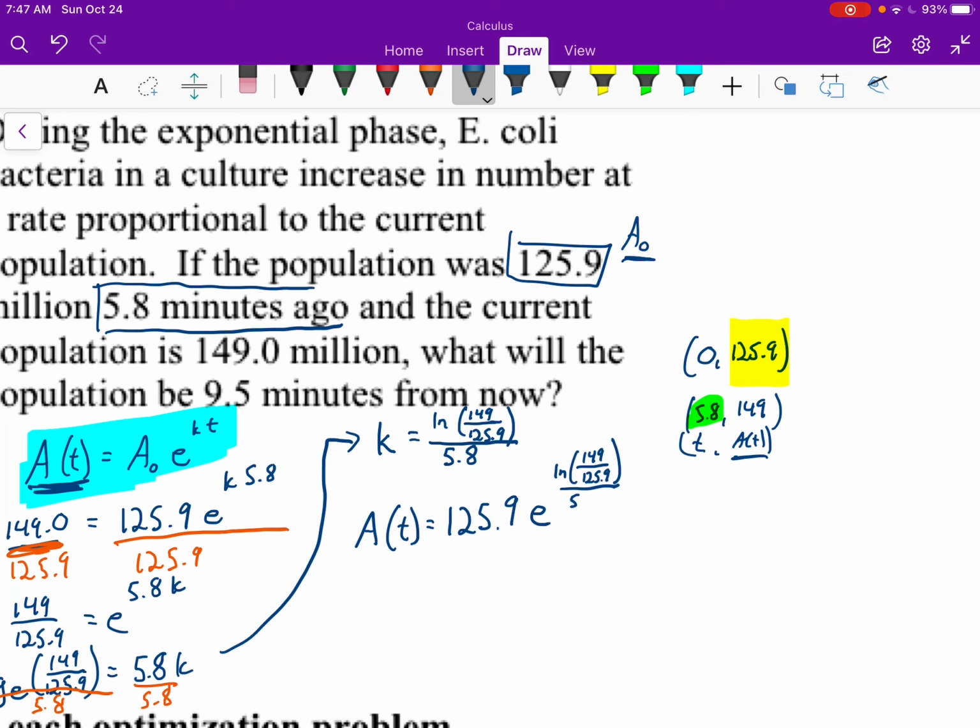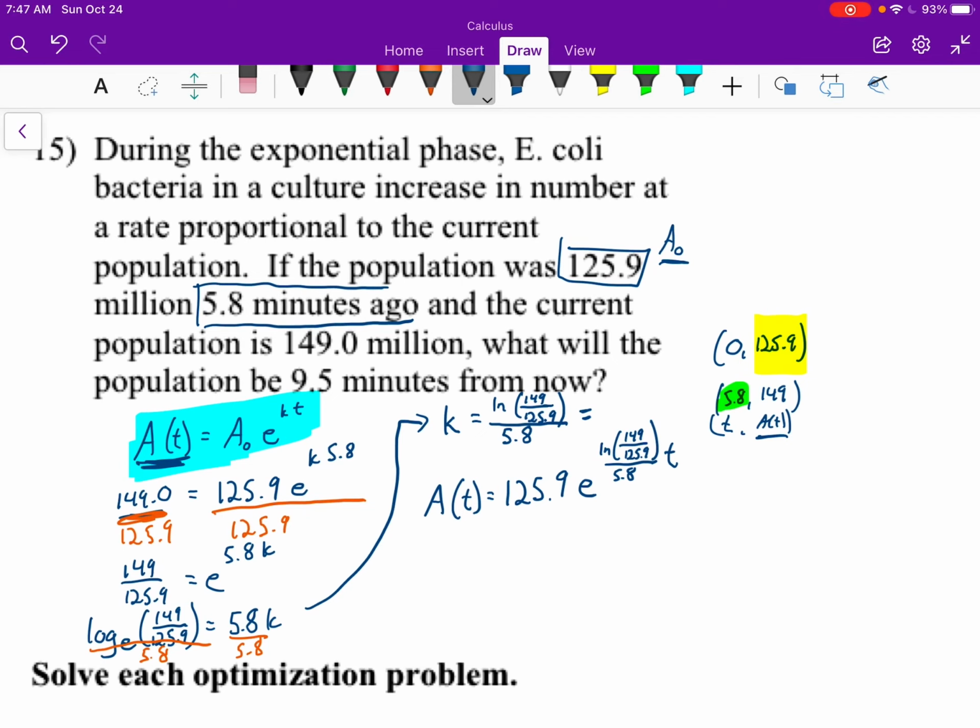over 5.8. I will say, when you get to this step above, you could go ahead and figure out what that equals on your calculator. That might help instead of writing this whole big thing again as k. So that's k times t. And then you can plug in what you want.